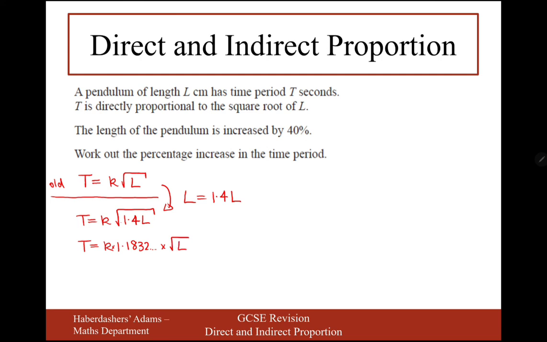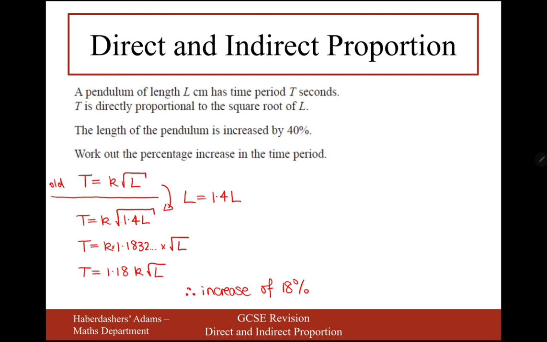So I've square rooted the 1.4. So therefore, if I now tidy this up and put the number to the front, I get 1.18k times the square root of L. So therefore, the increase was 18%, an increase of 18%.